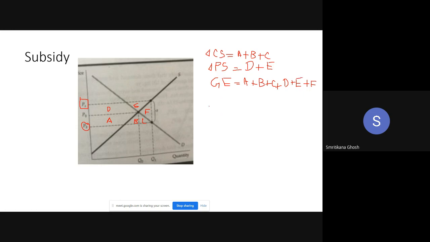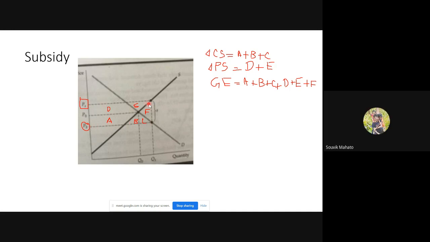So the government expenditure is, now look at my pointer. Look, this is the subsidy rate. That means per unit of the quantity in the market, government is giving that much of subsidy. Now what is the total quantity sold ultimately? Q1. This is the total quantity sold. So Q1 into small s, right? So this is the total amount of subsidy expenditure by the government. Is it okay? This is the total amount.